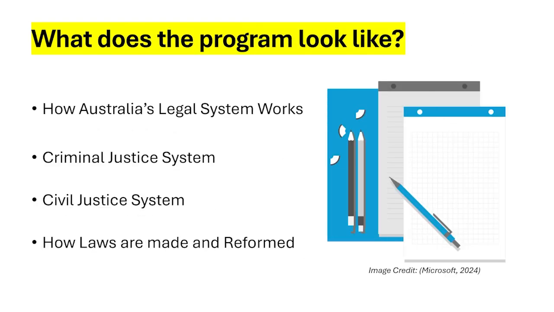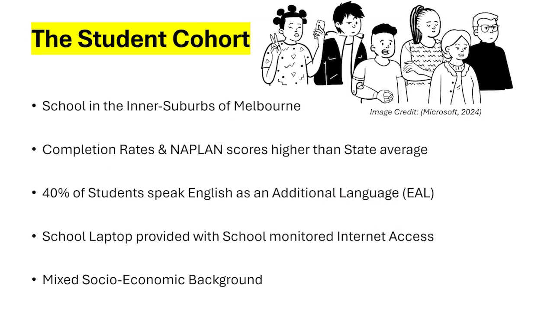This area of study looks at the Australian legal system, particularly the criminal justice system, civil justice system, and how laws are made and reformed in Australia. We will base this on a school in the inner suburbs of Melbourne with completion rates, literacy and numeracy higher than state average. 40% of students speak English as an additional language, with the majority being Chinese, and school laptops are provided with restricted internet access. Finally, the students come from a mixed socioeconomic background.